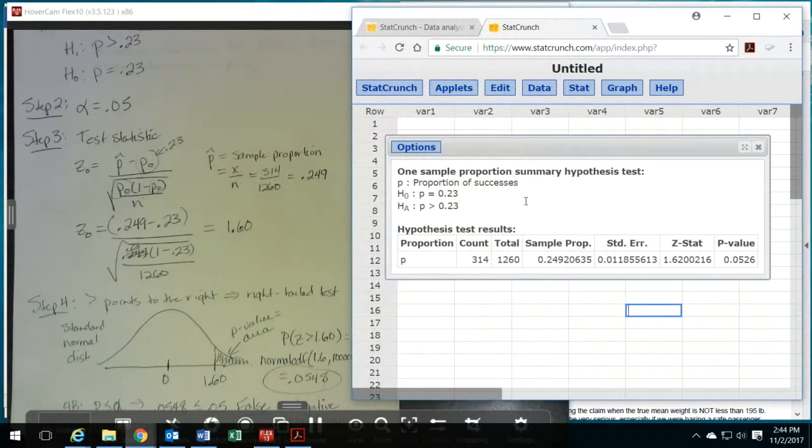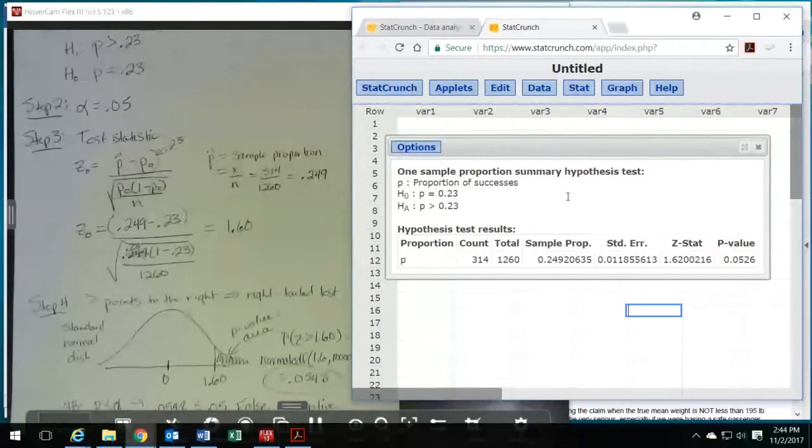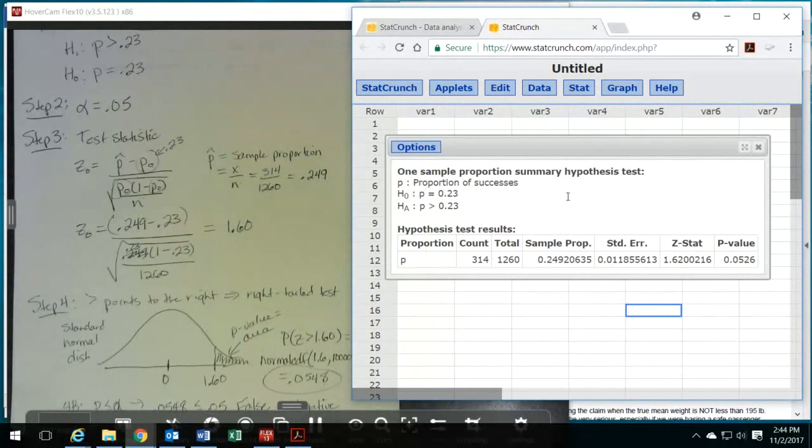But the main point of this is that this is all that StatCrunch will give you. It won't tell you what the conclusion was, because notice it never asks you what your significance level is. So it just does the calculations for you, and then you have to go on and do the second part of step 4 and also step 5, where you're figuring out your conclusions.